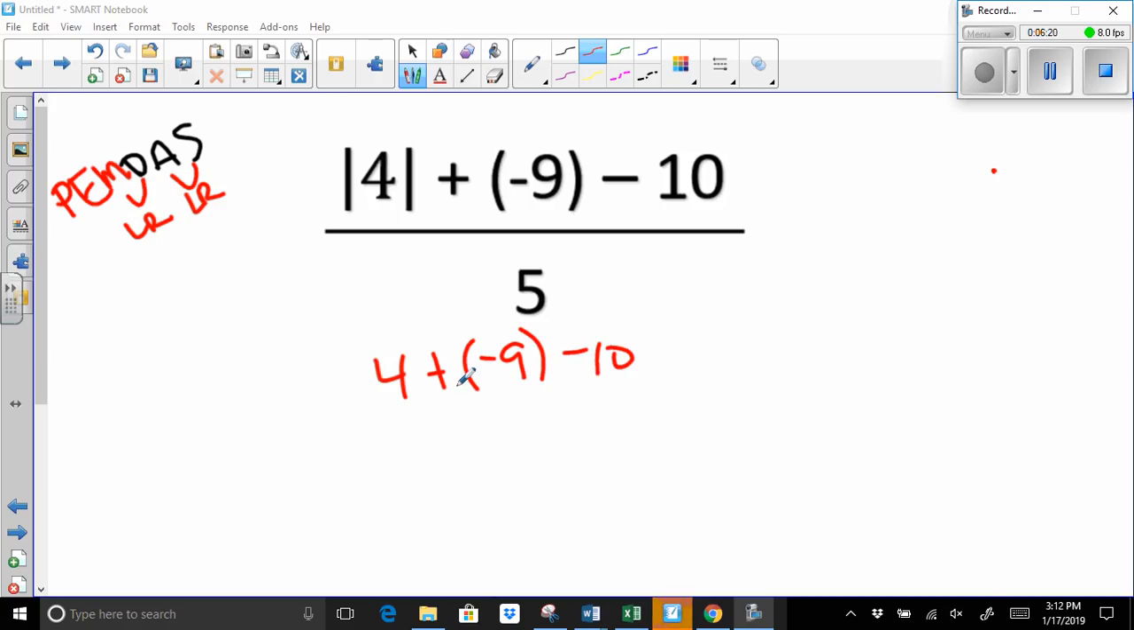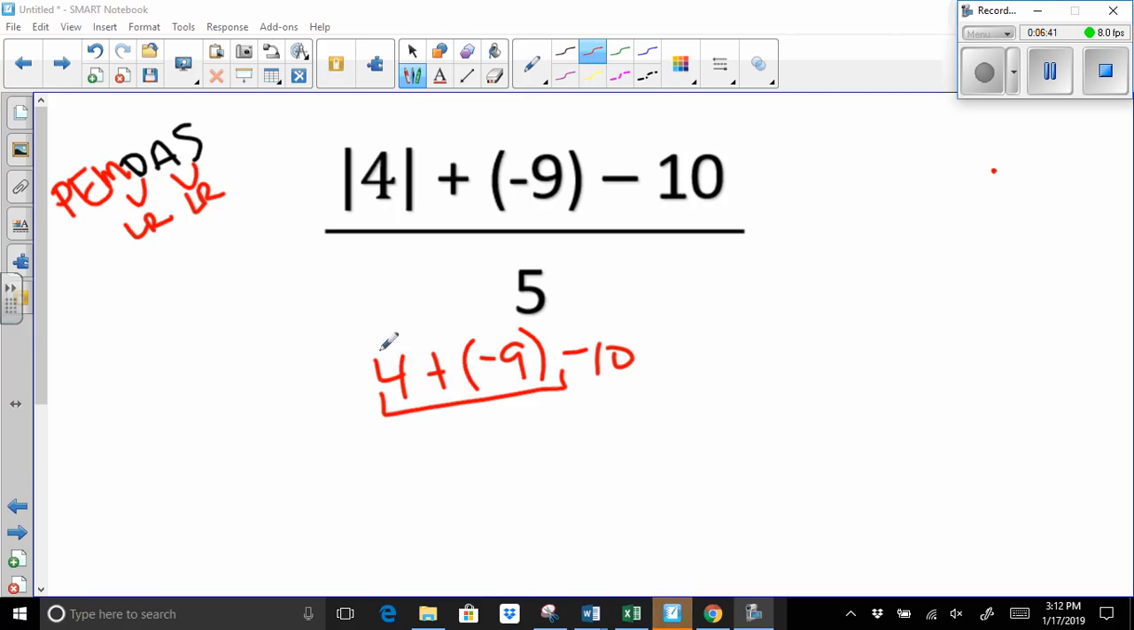Now, looking at our PEMDAS, I don't have any parentheses apart from this, which is just protecting the number. We don't have any exponents, we don't have any multiplication, and we don't have any division. So we're left with addition and subtraction. So we do whatever comes first, going from left to right in the problem. So I'm going to go ahead and take care of that 4 plus negative 9.